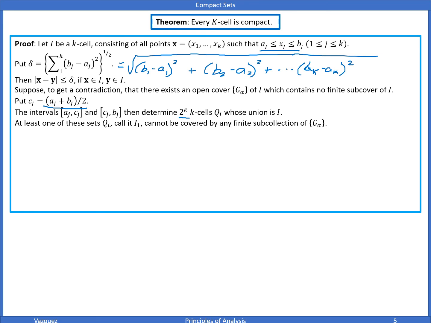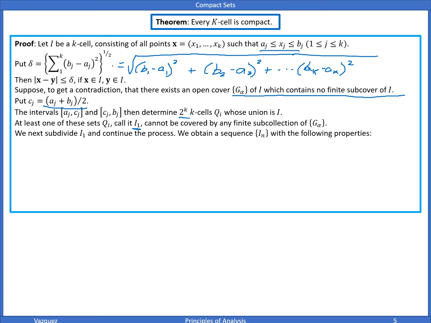Well, at least one of these sets, Q sub i, we're going to call it I sub 1, cannot be covered by any finite subcollection of G sub alpha. And why not? Well, because we're already assuming that G sub alpha of I contains no finite subcover of I. So there has to be at least one of these sets, we're calling it I sub 1, that cannot be covered by a finite subcollection. Otherwise, all of them would be able to be covered by a finite subcover. So we subdivide I sub 1 and continue this process.